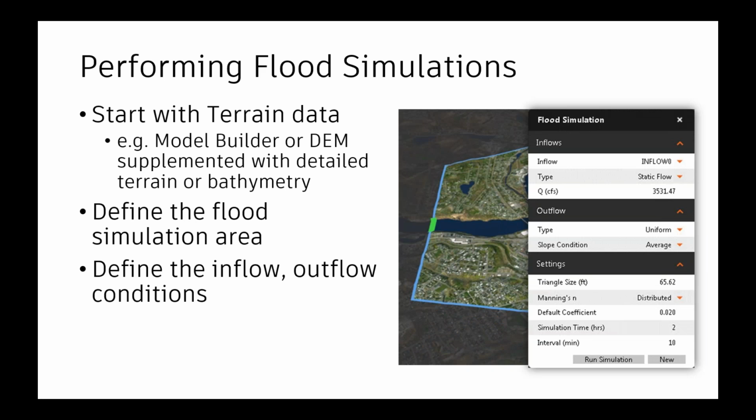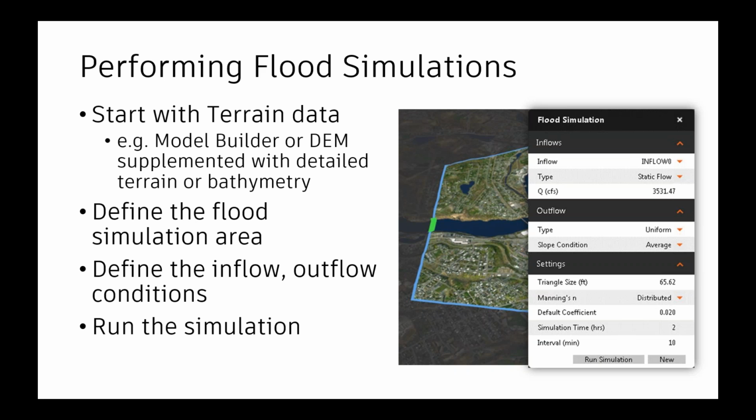Then what we'll do, along the boundary, you'll define where water comes into the boundary area. This is our inflow area, as well as where water goes out for your outflow. And then in the panel, just define some of the conditions for inflow and outflow, settings for the simulation, and then you'll go and run the simulation.